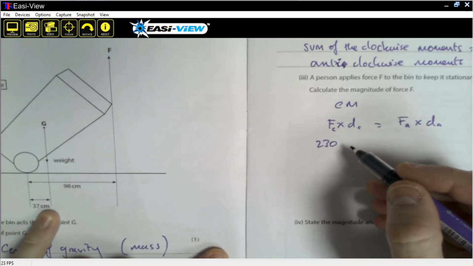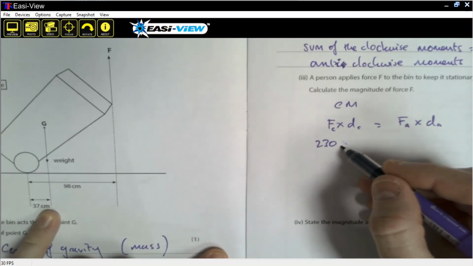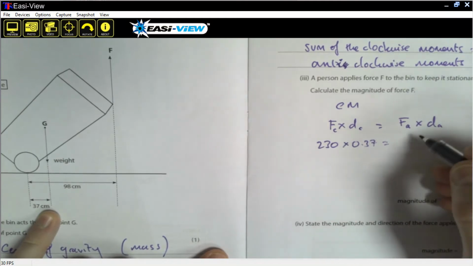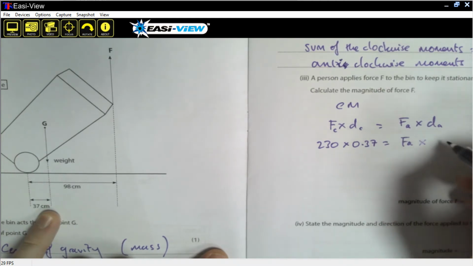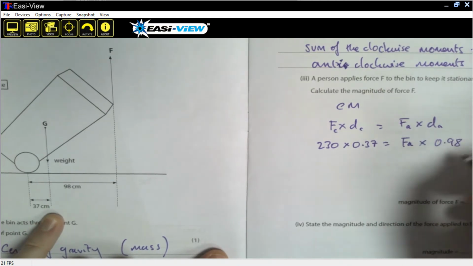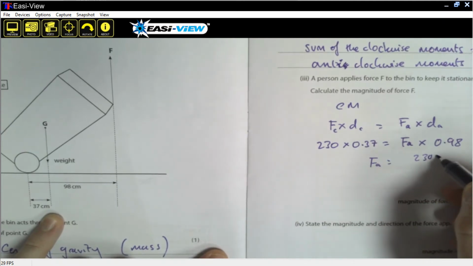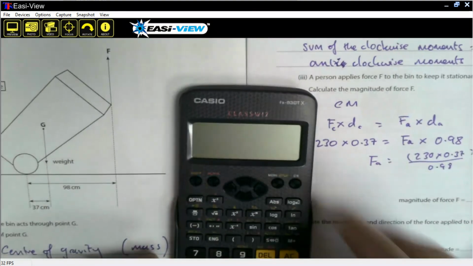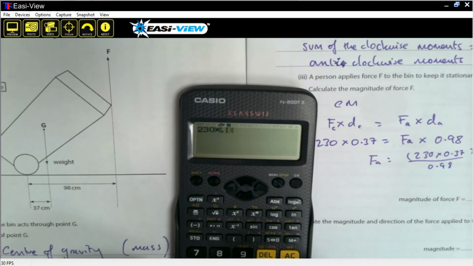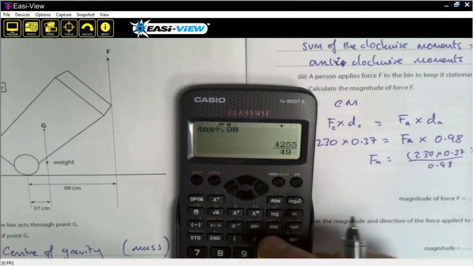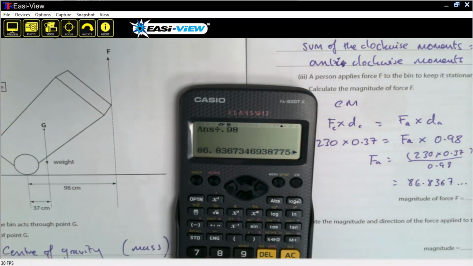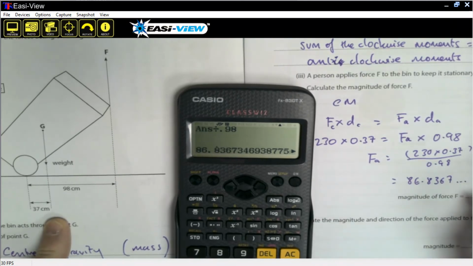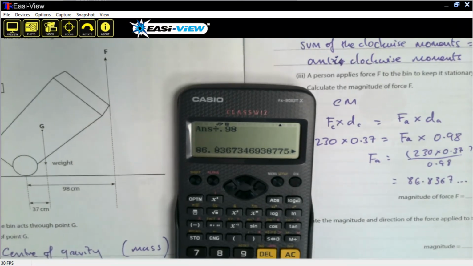For this one, I can leave them all in centimetres if I choose, or I can convert them into metres. I think I will convert them into metres, but if you left it in centimetres, it's still valid. And then this is the thing we're trying to find, times that distance, which is 0.98. So now I just need to find what 230 times 0.37 all divided by 0.98 is. I'm going to need my calculator. So 230 times 0.37 divided by 0.98 gives me 86.8367, and lots of other numbers. I'm given 2 sig fig throughout the question, so I'm going to give it to 2 sig fig. So 87 newtons.